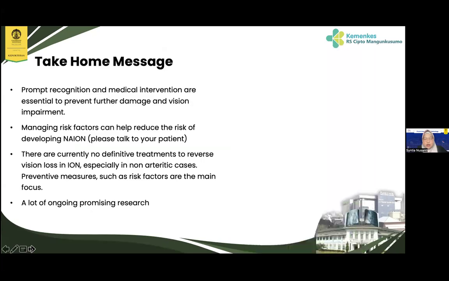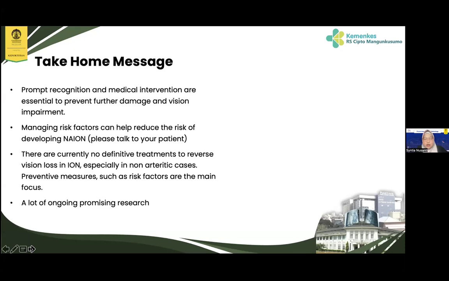So maybe as the take-home message, prompt recognition and medical intervention are essential to prevent further damage and vision impairment. What we can do is manage the risk factors, which can help reduce the risk of developing NAION in the other eye. Please talk to your patients. Explain well that what we can do right now is managing the risk factors. And don't let the patients run, because maybe in 1 year they will come again to you with contralateral eye involvement.